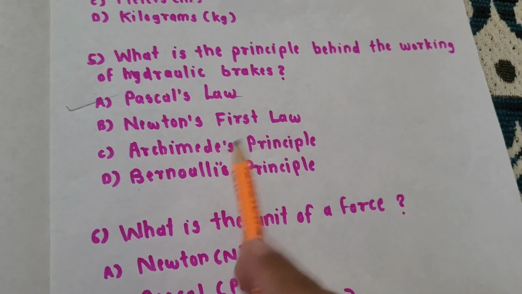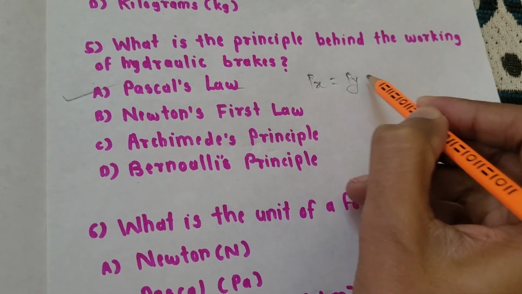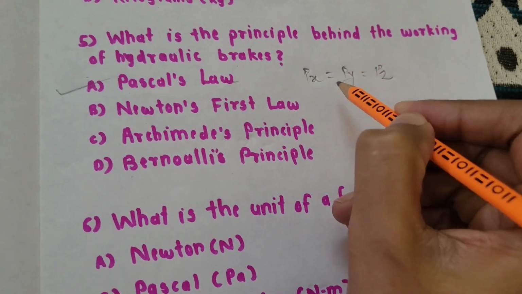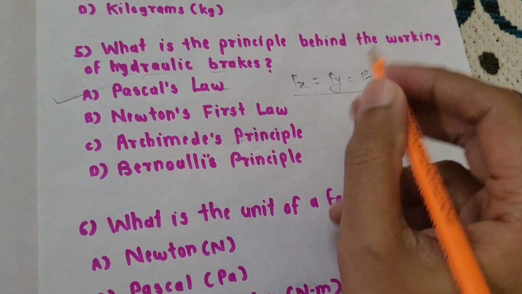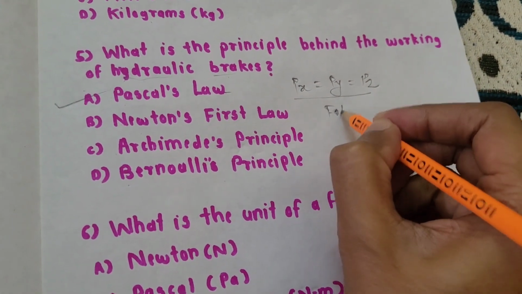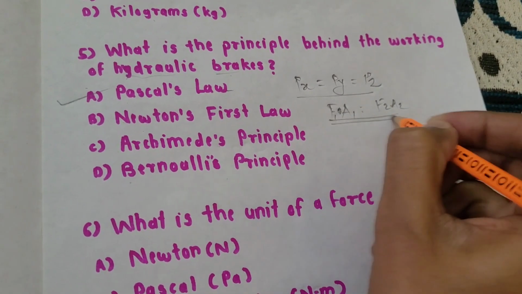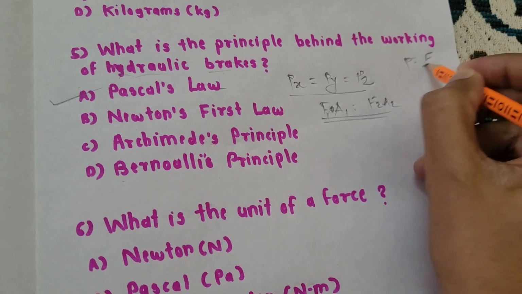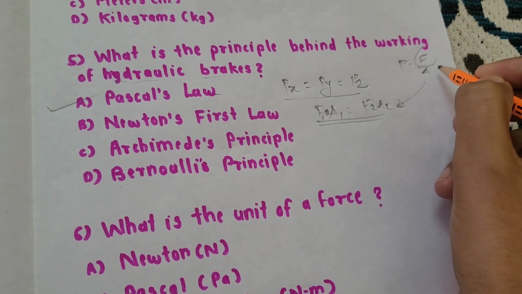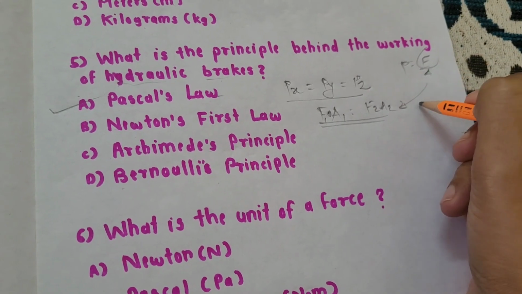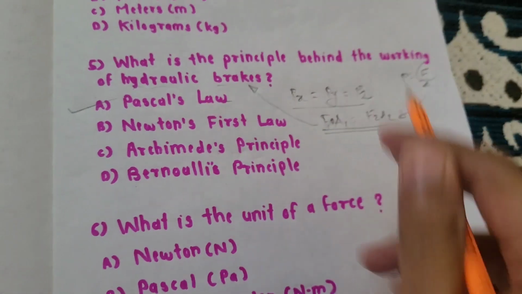The intensity of pressure in all directions is the same. That is, the intensity of pressure in the x direction is equal to the intensity in the y direction, which is equal to the intensity in the z direction. This basic principle is used in hydraulic brakes. Actually, they work like this: F1 by A1 is equal to F2 by A2. Pressure is equal to force by area. So accordingly we convert what will be the force at one end and what will be the force at the other end. Based on this concept, hydraulic brakes work. So Pascal's law is there.